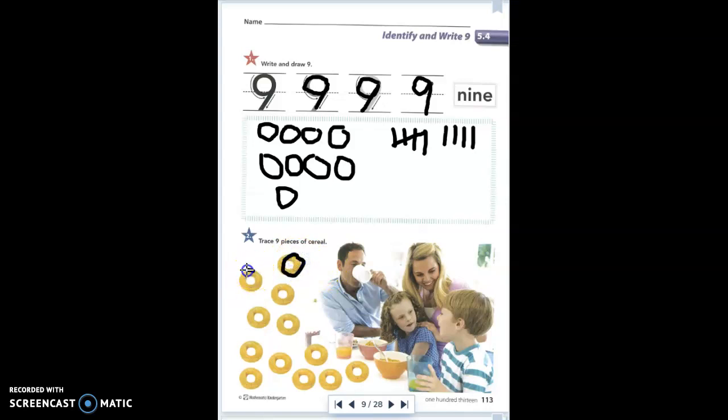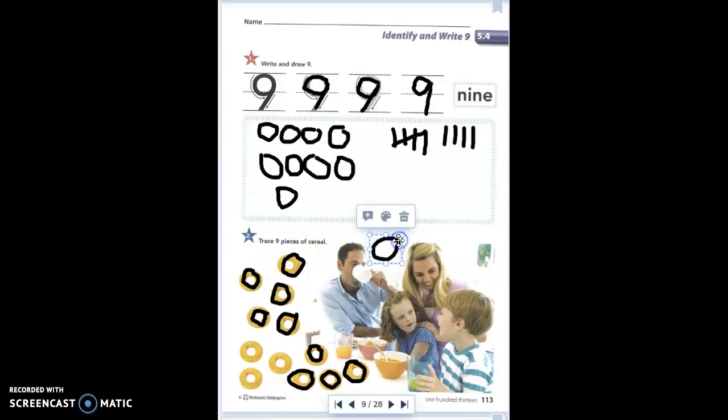1, 2, 3, 4, 5, 6, 7, 8, 9. I don't need to do anything with these remaining Cheerios because that would be more than 9, and I'm just doing 9.